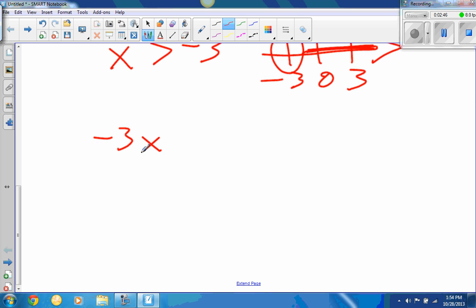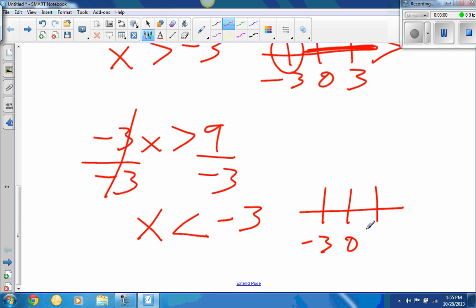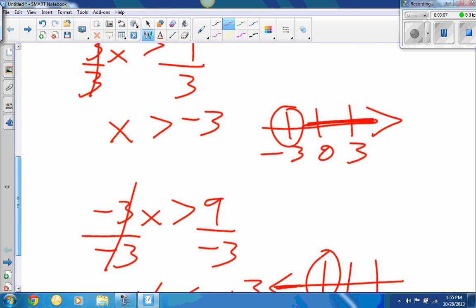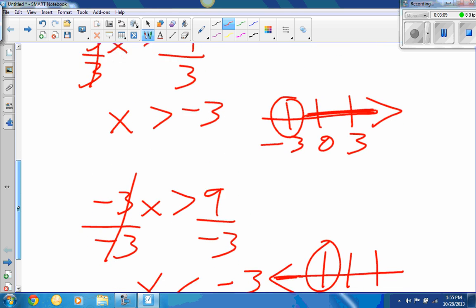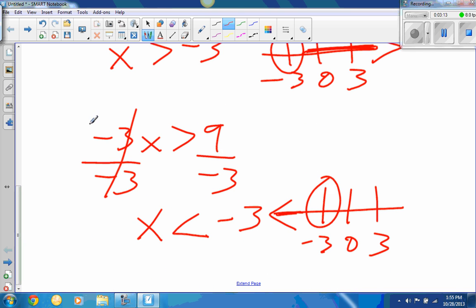If I had had the negative on this side, now I'm dividing by a negative, right? So now I have to flip it to less than, and my answer is x is less than -3. So now when I go to graph it, it's going to be the opposite. I still have -3 there. Don't shade it, but this time it's this way. Look at the difference. The negative was on this side on this one, and the negative is on this side on this one. It's when you multiply or divide by a negative that you have to flip the symbol.